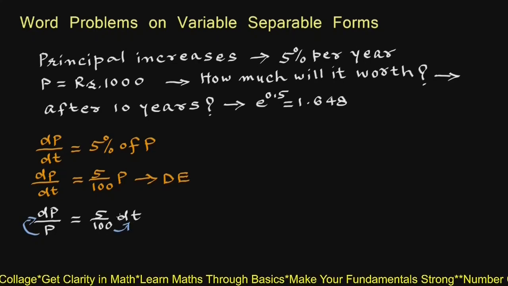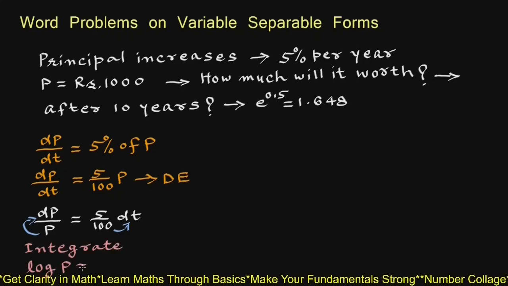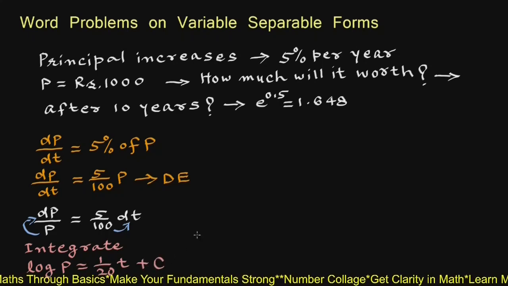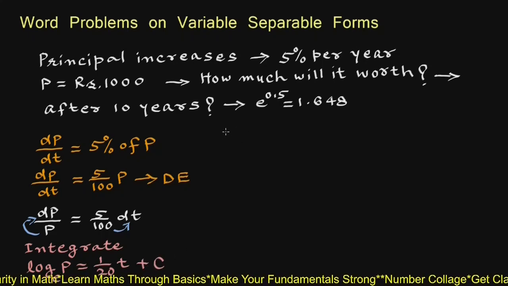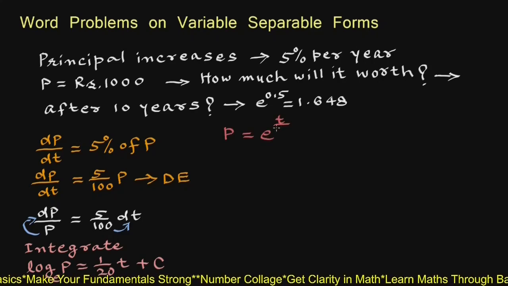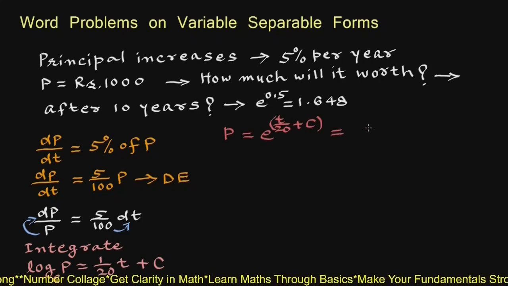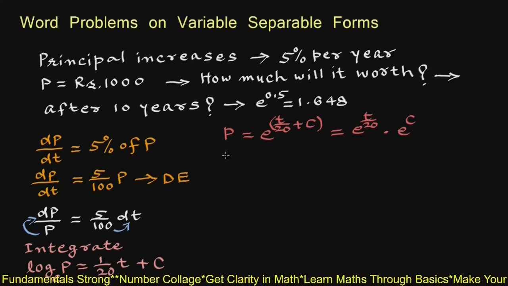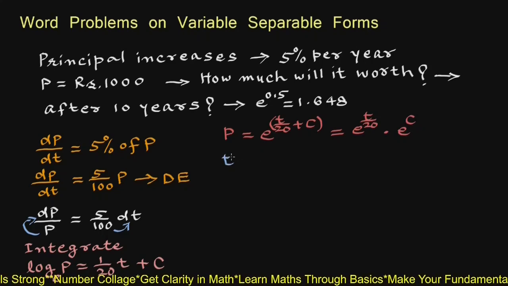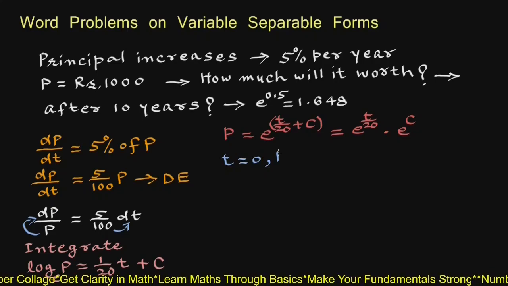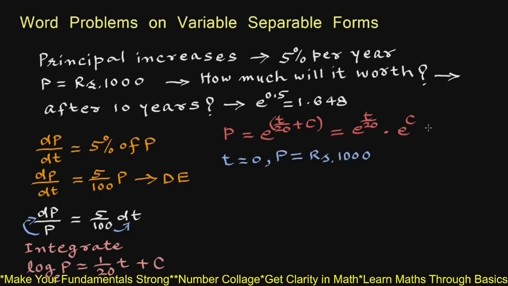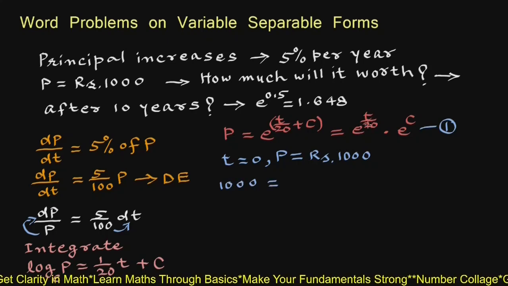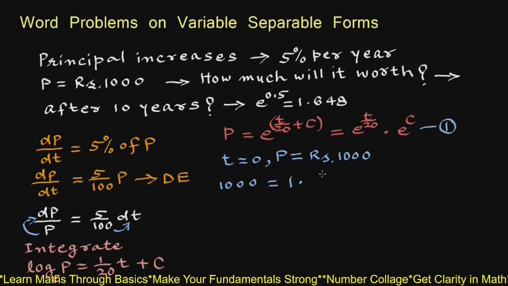Variables have been separated. Now we integrate. Log p equals 5 upon 100, which is 1 upon 20, t plus constant of integration c. In exponential form, this will be p equals e raised to t upon 20 plus c. By laws of indices, this will be e raised to t upon 20 into e raised to c. Initially, that means when time t is 0, principal was rupees 1000. Using these values in equation 1, 1000 equals e raised to 0 upon 20, which is e raised to 0, that is 1, into e raised to c.